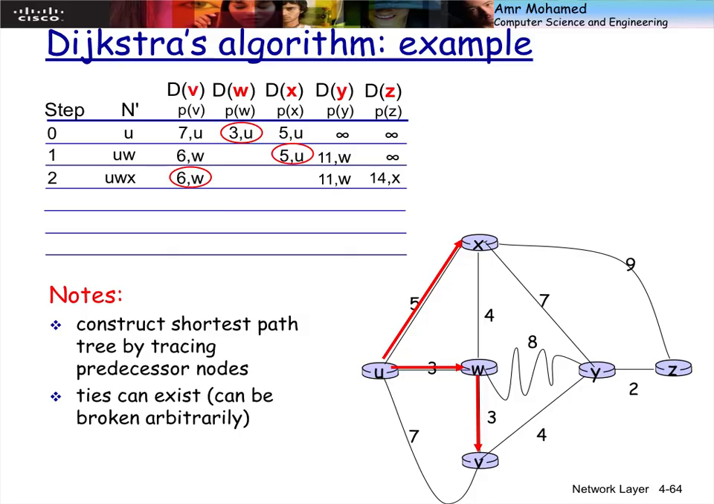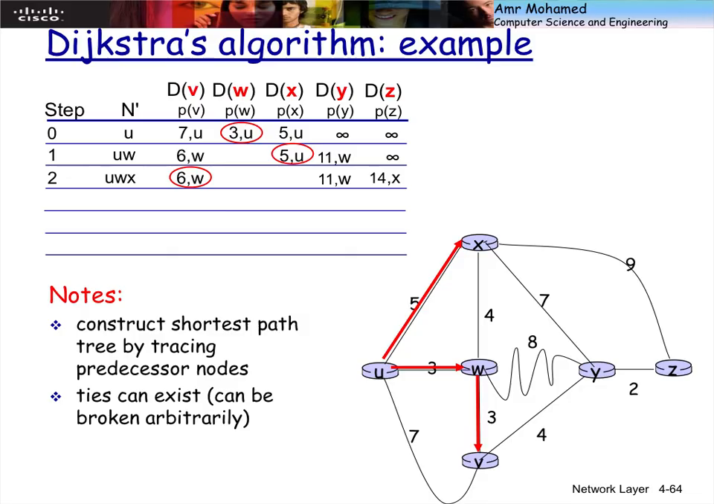So now after we add X to N dash, there is a node that has become reachable which used to be unreachable before, which is node Z. Node Z is now reachable through X. Okay? And now the cost is 5 plus 9, which is 14.